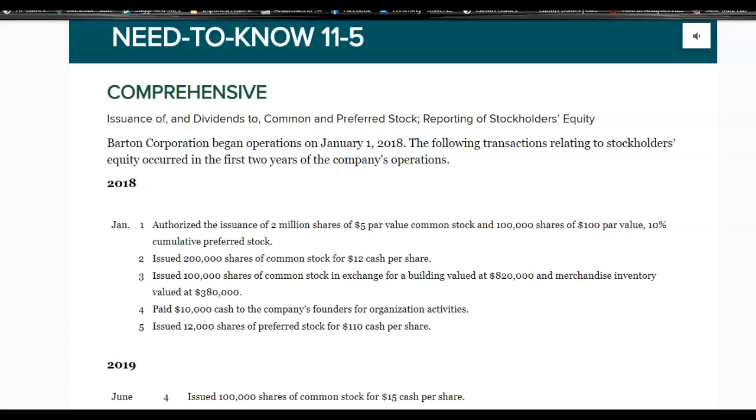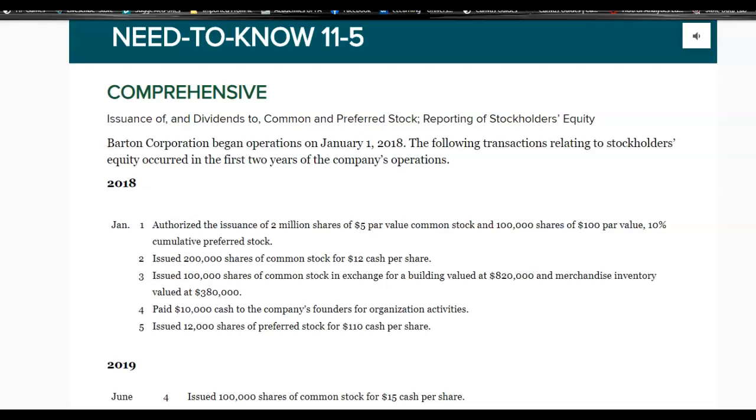But the one area I want to point out and reinforce with the class is that your textbook is a great resource. And so I'm going to be talking about the Need to Know 11-5, which is on page 434 to 435 of your textbook. That's 434 to 435. So this is a comprehensive problem.